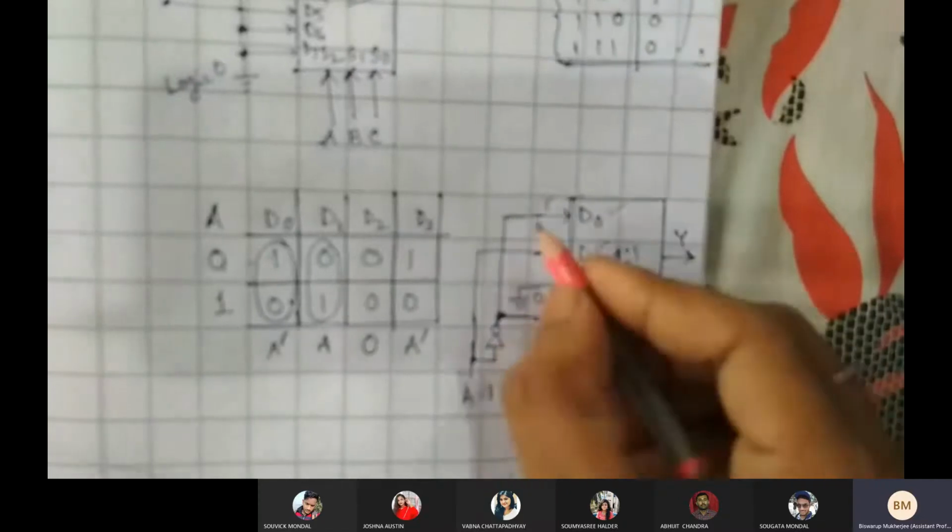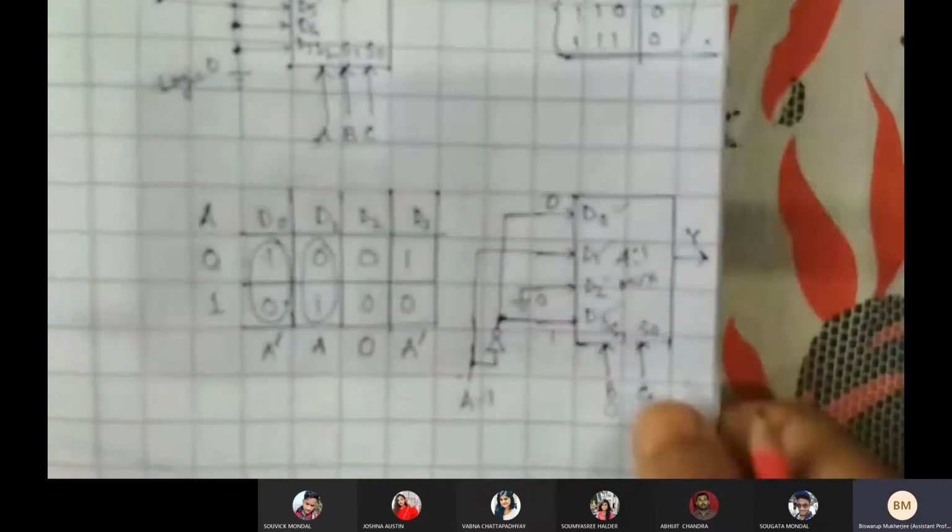Okay. Now A value is 1. So what is A bar value? A bar value is 0 this time, right? So A bar value is 0, which D0 is selecting to the output Y. So this time output is 0. Make sure this time the output is 0, right?